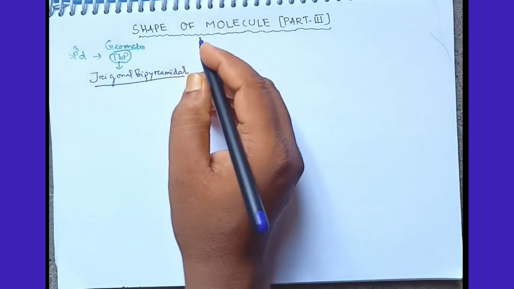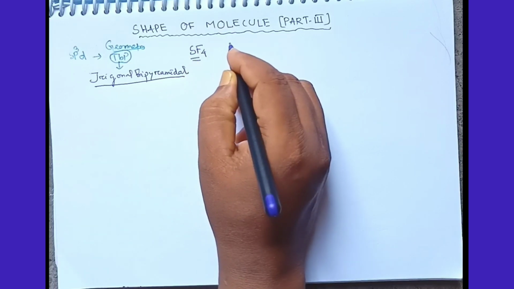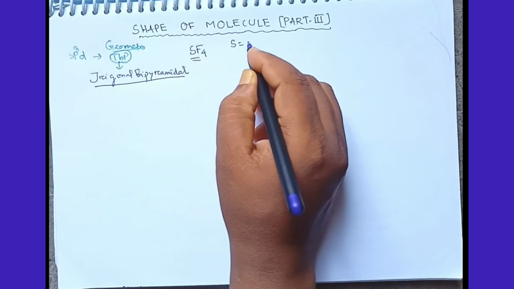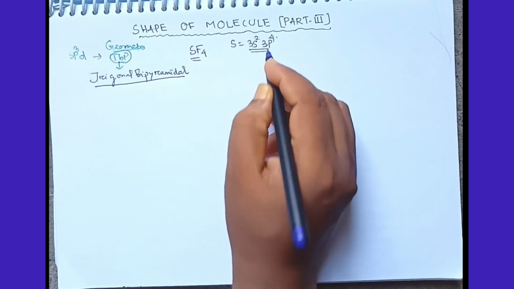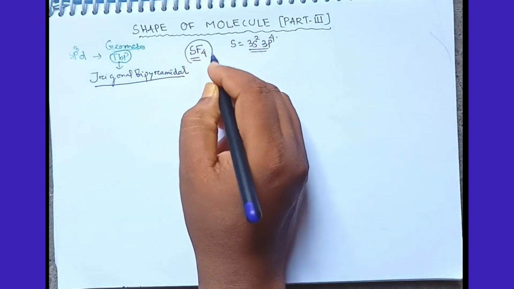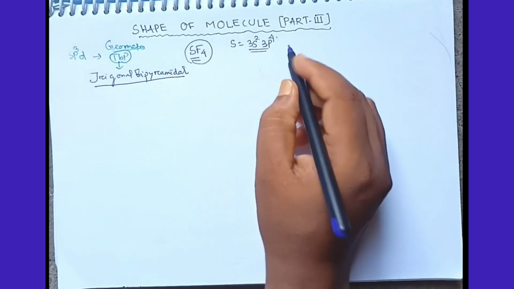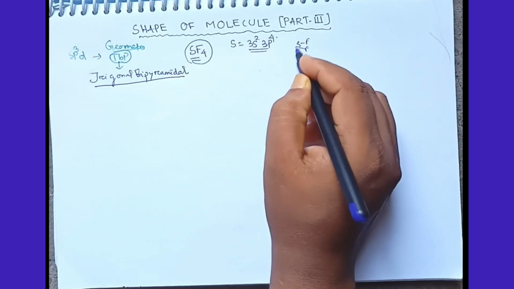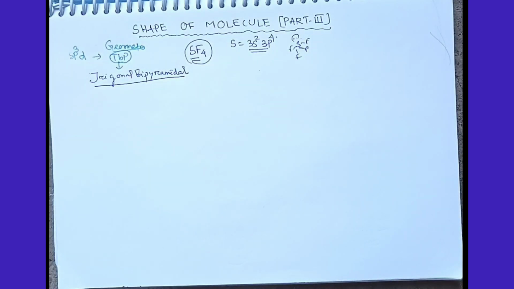Now here we will discuss the SF4 molecule. You know the electronic configuration of sulfur: 3s2 3p4. So in its outermost orbit there are 6 electrons to participate in bond formation, but here there are 4 peripheral atoms, so only 4 bonds will be formed, and one lone pair will be there over sulfur.